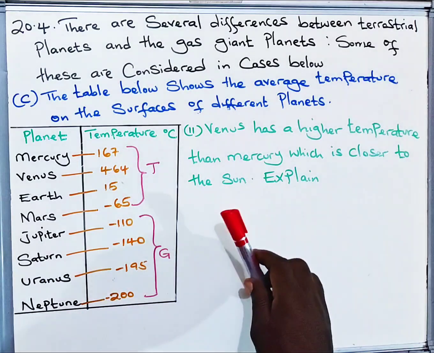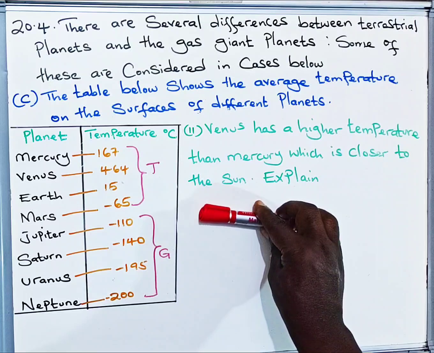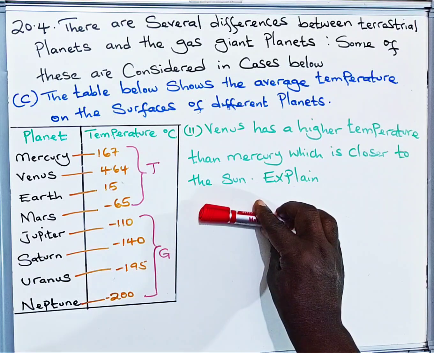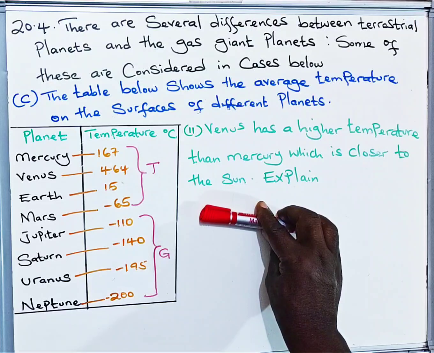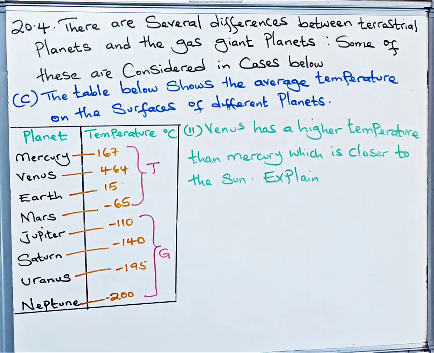The cause is that Venus has a thicker atmosphere, which predominantly contains carbon dioxide. And carbon dioxide is a greenhouse gas. What do we mean by greenhouse gas? It traps the rays which are coming off the planet. So when those rays are trapped, they keep the atmosphere warm.